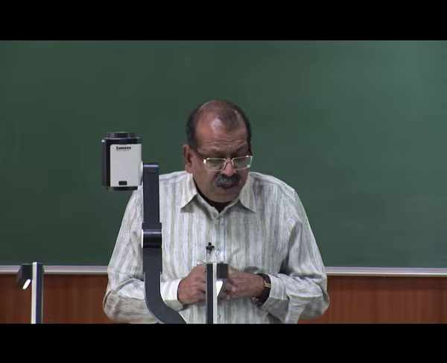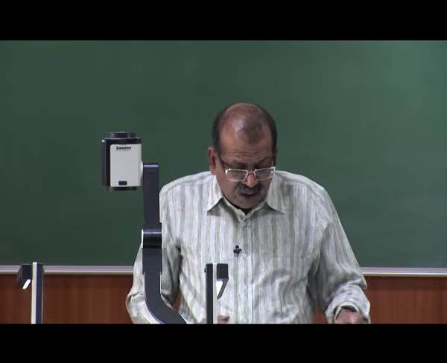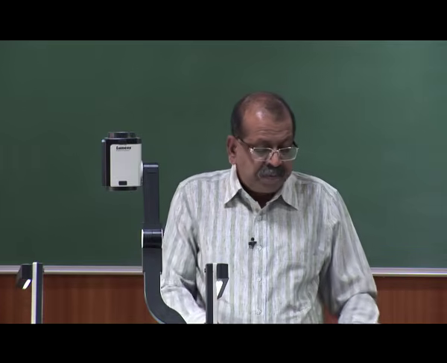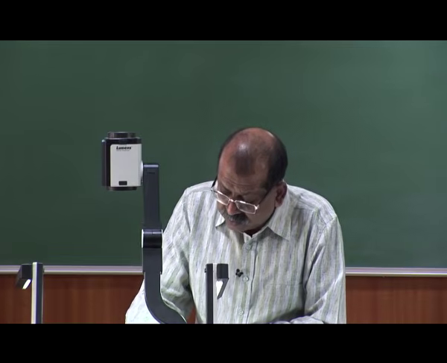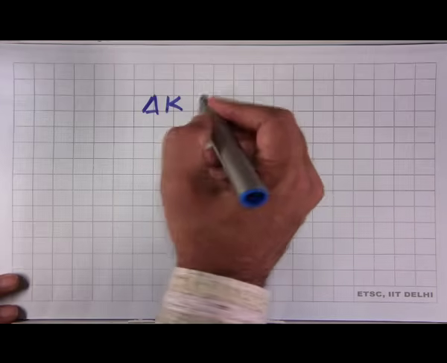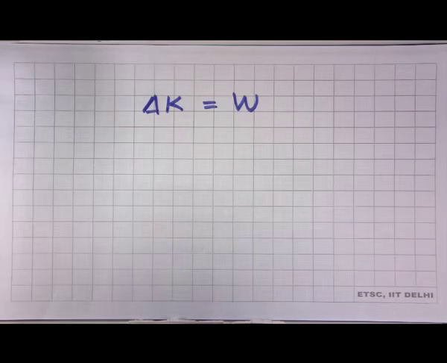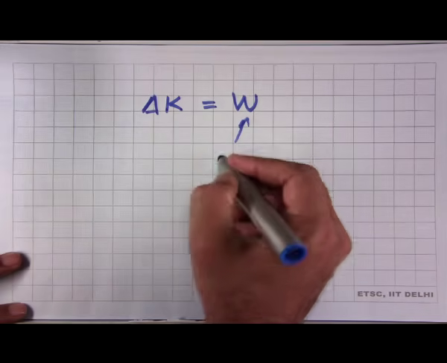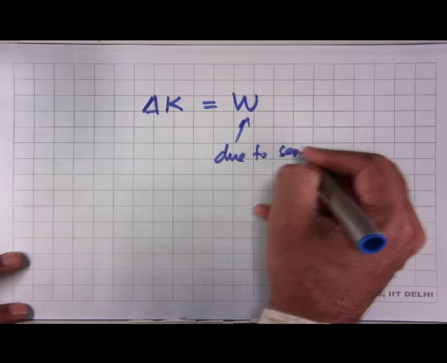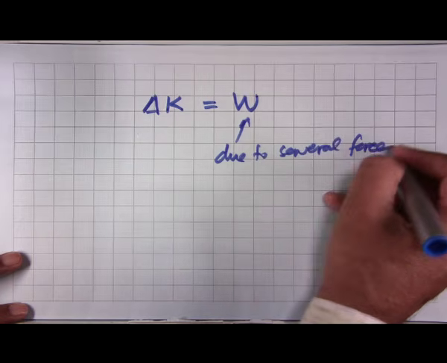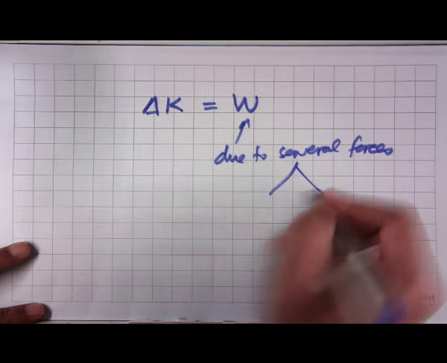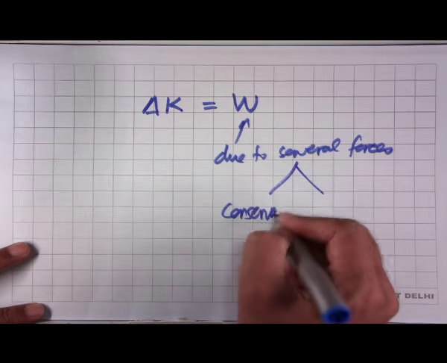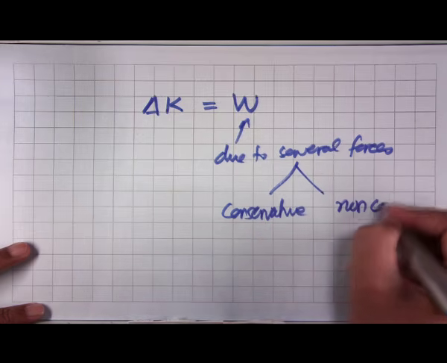So, now we can generalize this. We have looked at the work energy theorem. What we have shown is that change in kinetic energy is equal to work done. Now, work done will be due to several forces. In general, when a body is moving, many forces act on it. Now, some of these forces we can divide. Some of these forces will be conservative forces, others will be non-conservative.